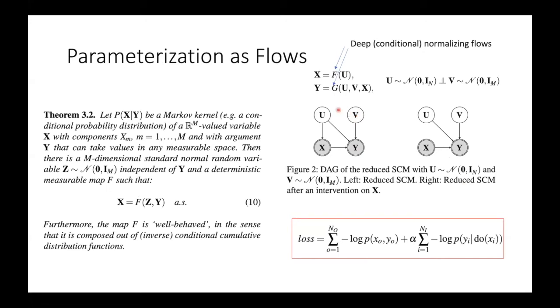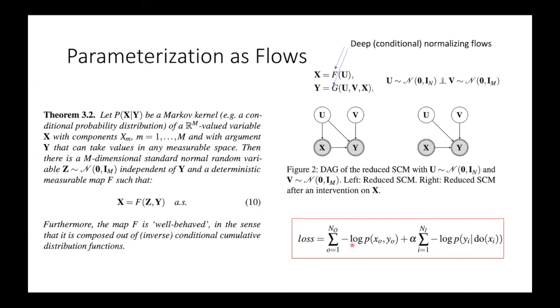So this prior diagram can now be rewritten like this. So X is F of U, where U is the random variable, and Y is another function G of U and V and X. So this thing is now just equivalent to what we said before. So that's the observational distribution, the reduced observational distribution. And then this is, of course, the interventional distribution where we intervene on X, which means that all the incoming arrows will be deleted. So this is the observational, and this is the interventional distribution.